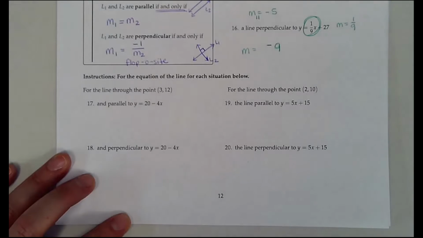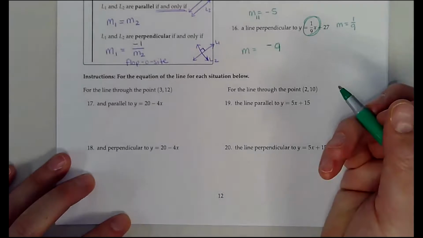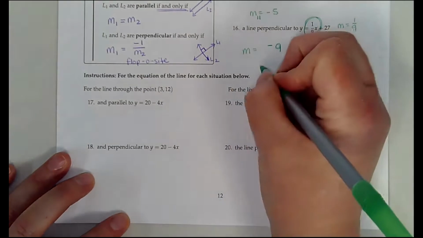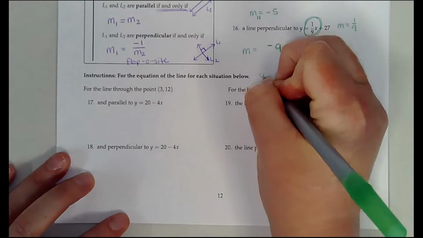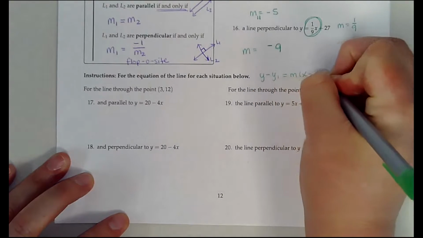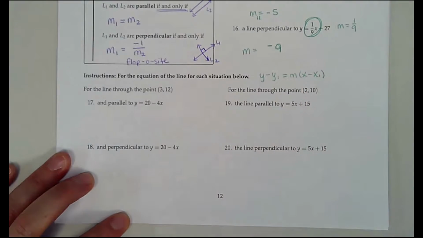Now that we know how to find the slope for parallel and perpendicular lines, let's look at how to find the equation. So in order to find the equation, most often you're not going to have the y-intercept. So what we're going to do is use y minus y1 is equal to m times x minus x1. Okay, so we'll use that point-slope form.